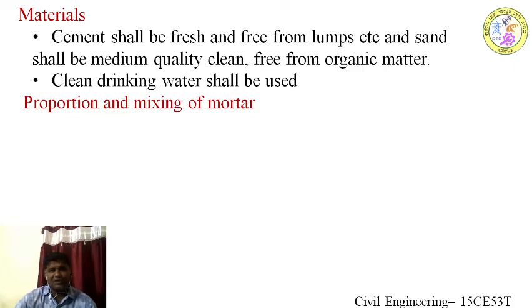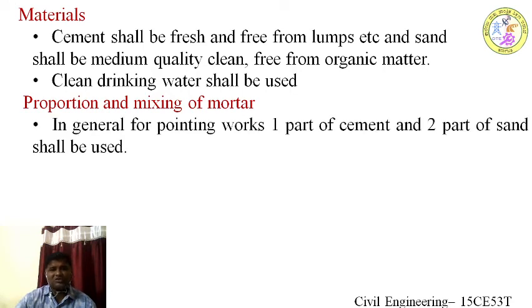Proportioning of mortar is very important. We are using a proportion of 1 is to 2 to 1 is to 3, that is 1 part of cement and 2 parts of sand. Some coloring agents could also be added to match the color of the masonry. For example, if there is a red brick masonry, to match it I am going to use red color pigment in the mortar that will be applied to the joints.